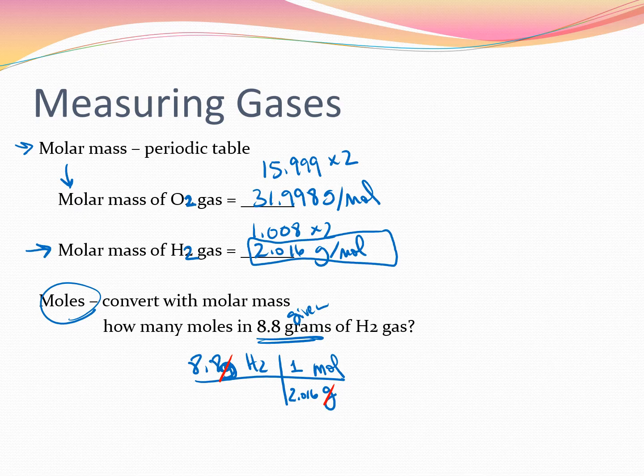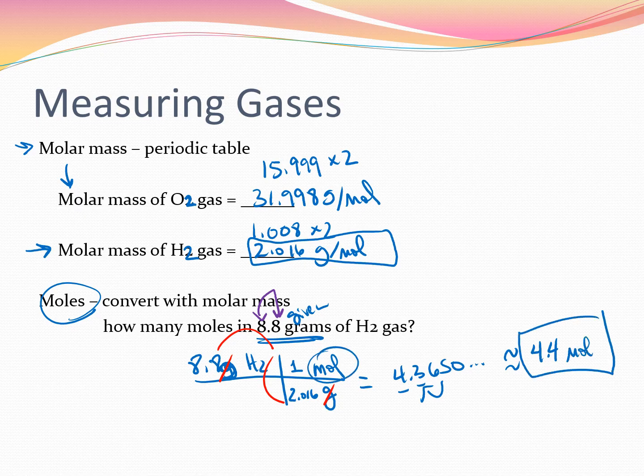We're going to use our calculator to do 8.8 times 1 divided by 2.016, and that's going to give us a grand total of 4.3650. Oh, so many digits. Let's do a sig fig check. I get to keep 2 sig figs, so our final answer is going to be 2 sig figs. That 6 is going to flip that 3 up to a 4. Final answer, 4.4 moles of hydrogen gas.